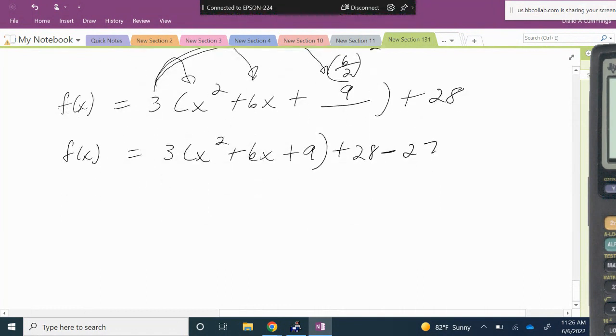All right. So now I can rewrite the x squared plus 6x plus 9. Since we completed the square, we forced a perfect square trinomial. So I'm going to write that as x plus 3 quantity squared plus 1.